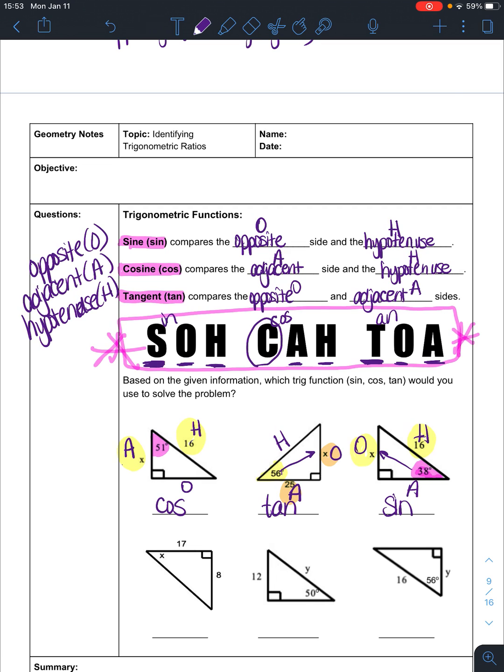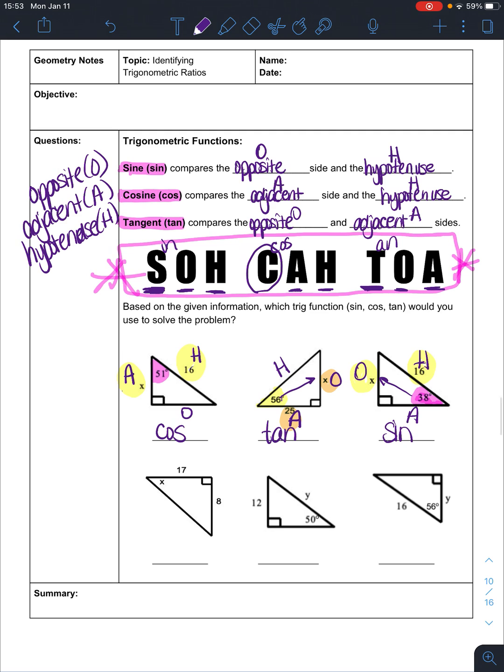SOHCAHTOA. You will want to keep SOHCAHTOA visible at all times when you're doing these problems because you're going to use it all the time. I still do, even as long as I've been doing math.